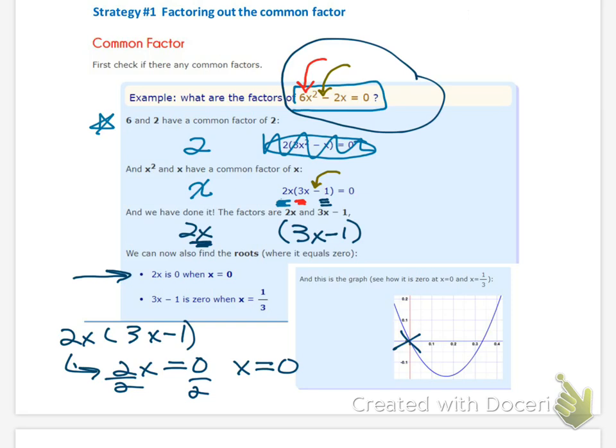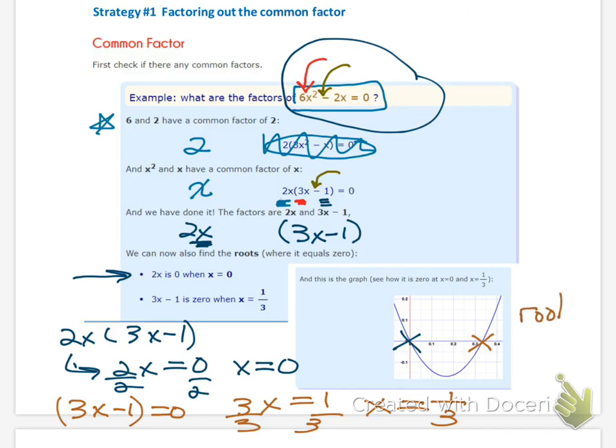Then look at the second factor. The second factor is 3x minus 1. Set that equal to 0. So bring the 1 over, so I get 3x equals 1. Divide by 3, divide by 3, and that will equal, where x equals 1/3, which gives us our second factor. Okay, so setting your factors equal to 0 give you the roots, or the zeros as they're frequently called, of the quadratic equation that you're working with.